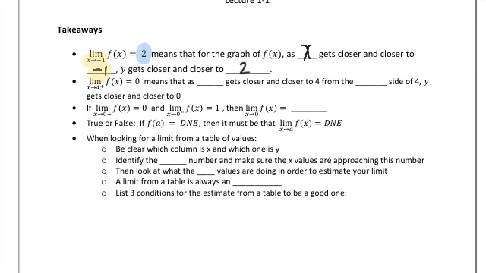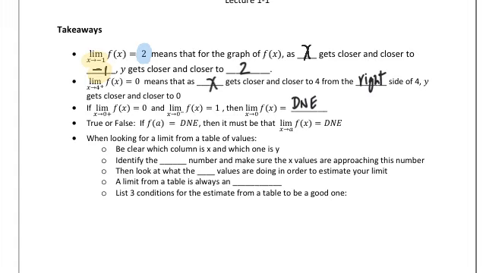Okay. The limit of f of x as x approaches 4 from the right is equal to 0 means that as x gets closer and closer to 4 from the right side of 4, right, y gets closer and closer to 0. If the limit of f of x as x approaches 0 from the right is equal to 0, and the limit of f of x as x approaches 0 from the left is equal to 1, then the overall limit of f of x as x approaches 0 does not exist, right? This is a jump in the function, and it's going to mean that the overall limit doesn't exist.